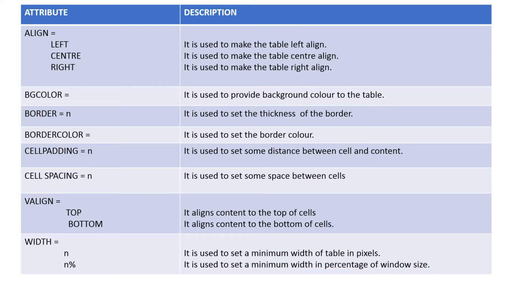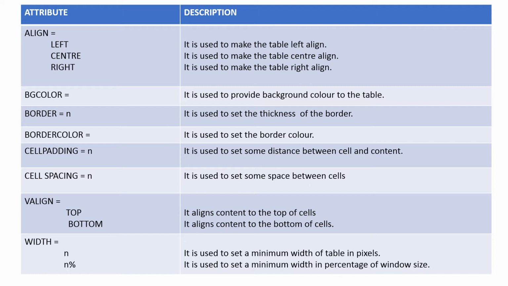Align is equal to left. Suppose we add align is equal to left in the table tag, then our table will be aligned to the left of the screen. If we add align is equal to center, then our table will be aligned to the center of the screen. If we add align is equal to right, then it will make the table align to the right of the screen. So in this way you can use the align attribute.